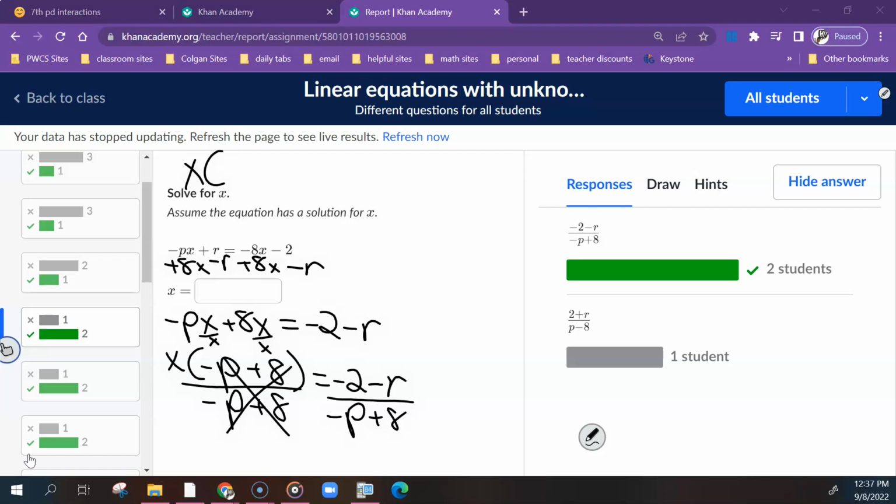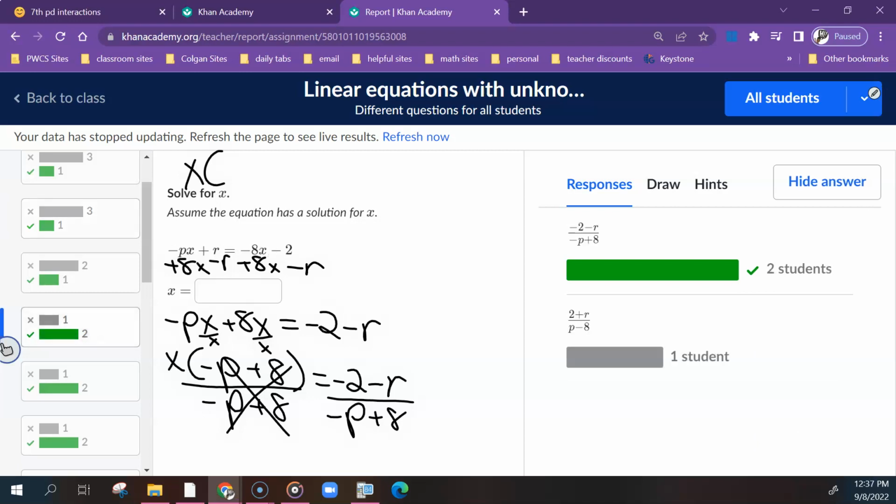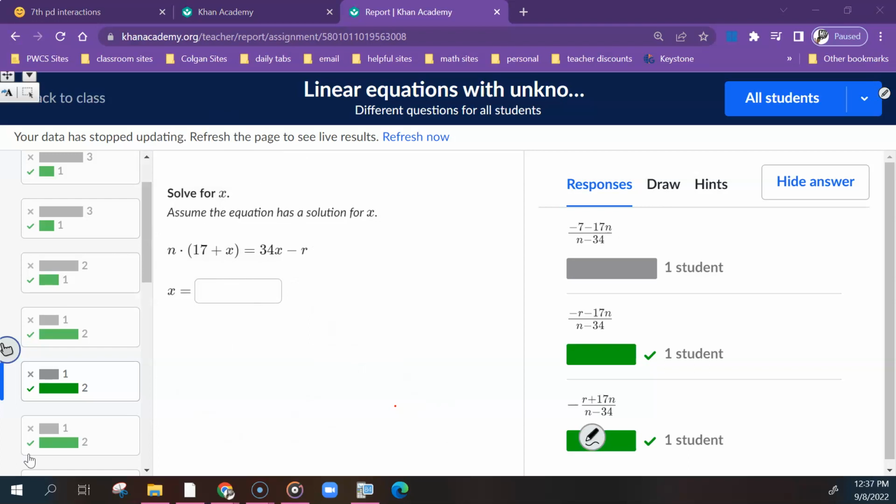The other example you may see is something that has parentheses. So here again we are solving for x, but we have an x inside parentheses. So in order to get that outside of the parentheses, we need to distribute. So we have 17n plus nx equals 34x minus r.